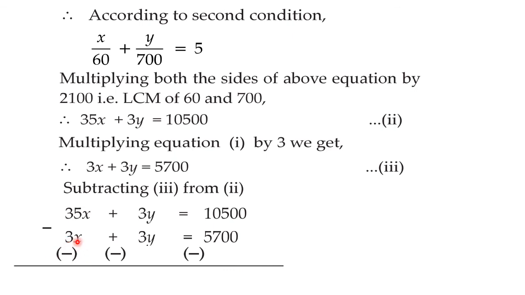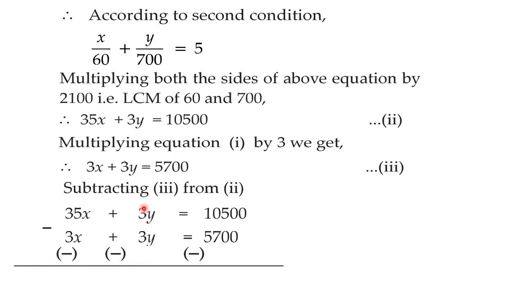So here plus 3x, therefore you will write minus in bracket. Here also plus 3y, so you will write minus. And here also 5700 is positive, so here you will write minus. So you change the signs. Always when you are doing subtraction, before drawing this horizontal line, you leave one line in between for the change of the signs.